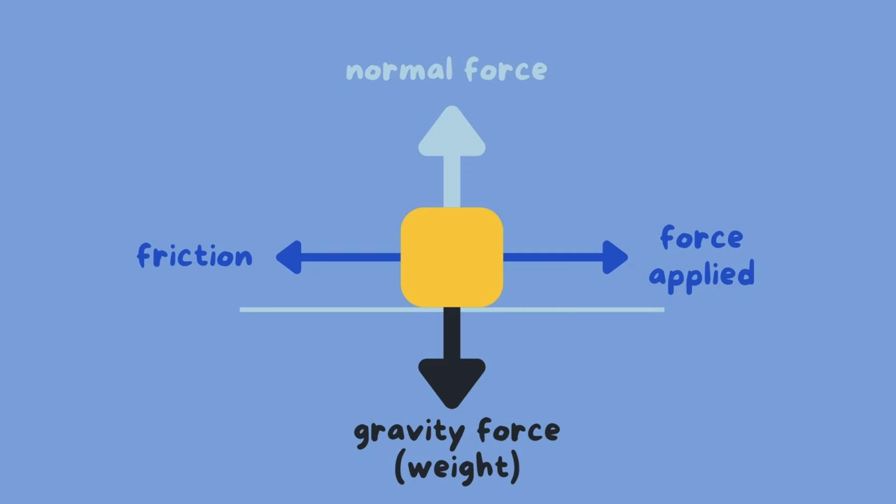The greater the normal force of the object, the greater the friction will be between the object and the surface it's sitting on, which means it will require more force to push or pull the object around.